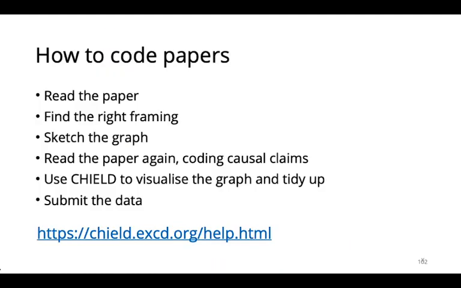When I code a paper, this is how I do it. So I read the paper, I try and get a basic understanding of the framing of what they're trying to determine. I start sketching graphs. And then I read the paper again, and every causal claim that they make, every suggestion about their hypothesis, I note down, and then I use Shield to visualize that information and tidy it up, and I submit it. There are some help documents here. I'm just going to go over some basics.